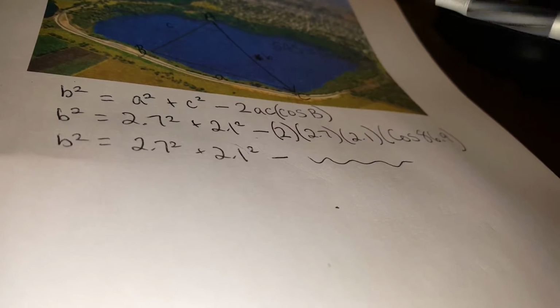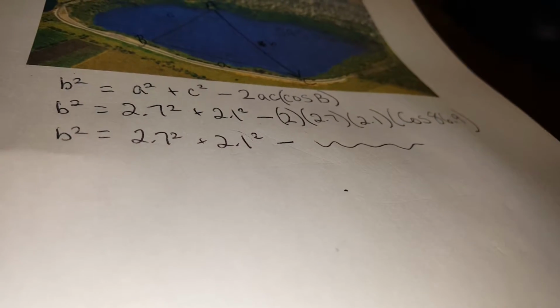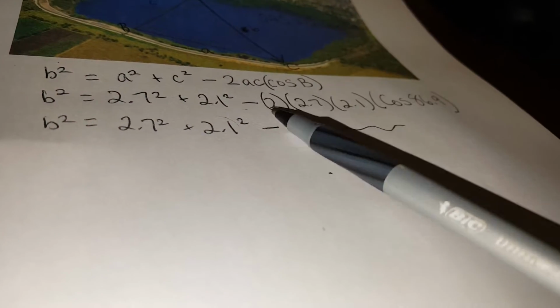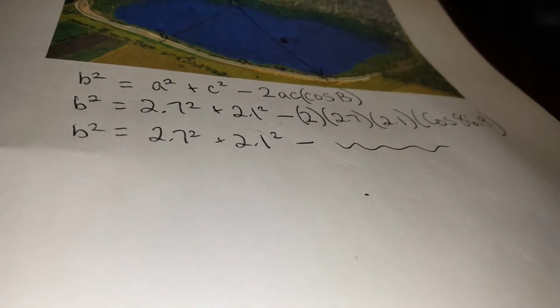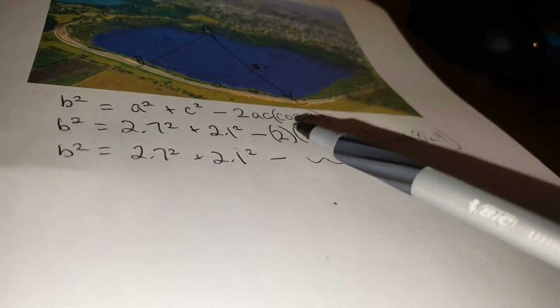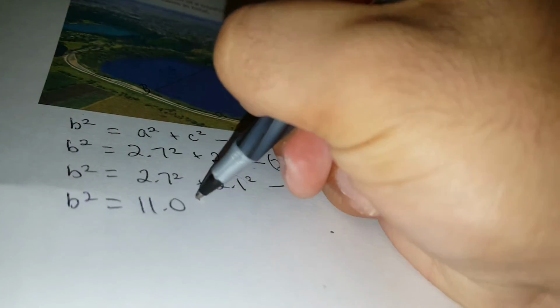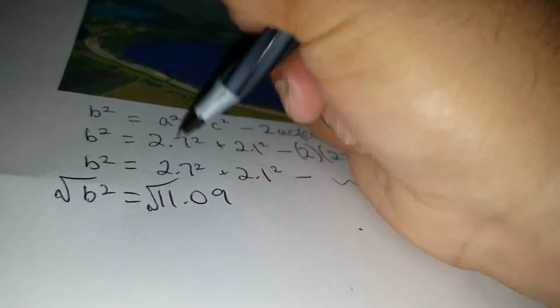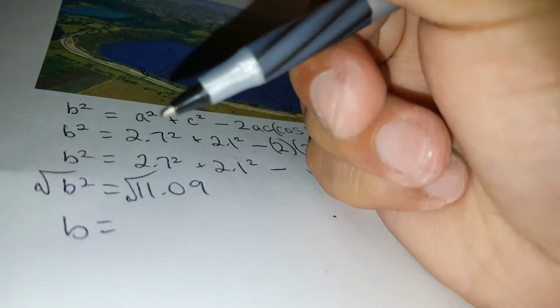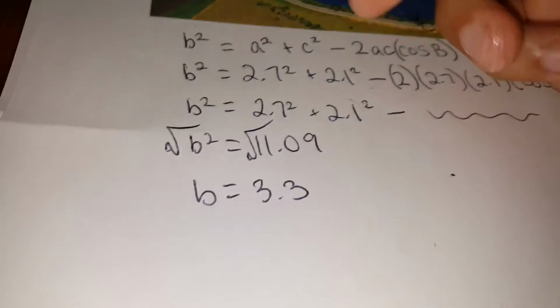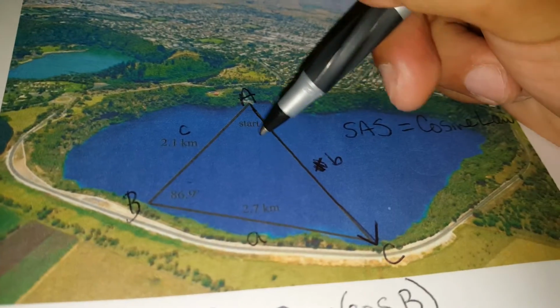Or if you're putting it into your calculator and you want to do it all in one step, that's fine. Make sure you have a scientific calculator and you're putting brackets in. So you can go 2.7 squared plus 2.1 squared minus, and then as long as you're opening and closing brackets around each of these, you can do it all in one step. Your scientific calculator will do it properly as long as you've opened and closed those brackets, because then it'll recognize BEDMAS. So what you end up with is b squared equals 11.09. In order to get b by itself, we square root both sides. So b equals 3.3. So we've got 3.3 meters. So this distance here is 3.3 meters.